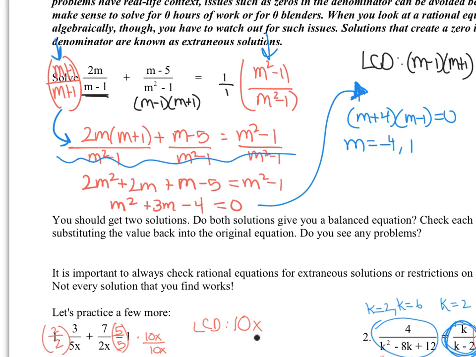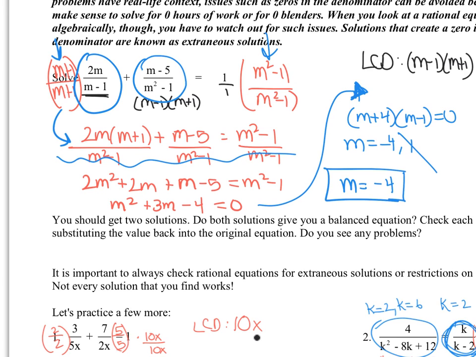And now you just have to check. What are the vertical asymptotes from the very beginning? What makes this undefined is when m equals 1. So you know that that can't be an answer. What makes this undefined? When m equals 1 or negative 1. And this doesn't. So your answer must be negative 4, and you can check it by plugging it in.